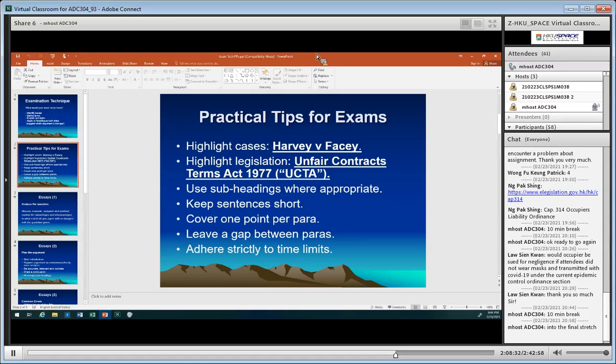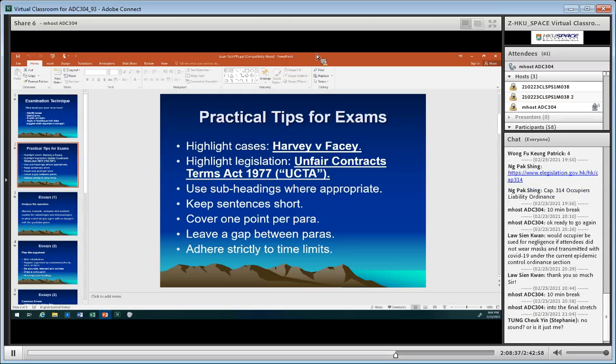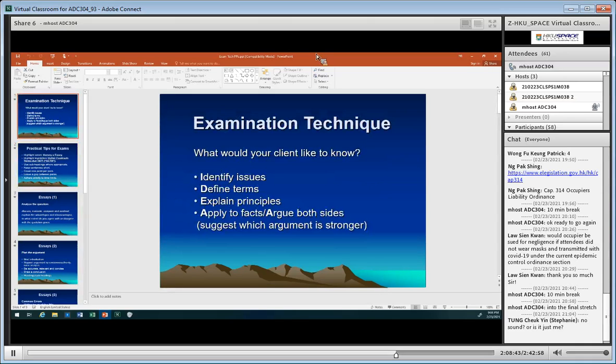Subheadings are good, and the best subheadings are usually issues, okay? So your subheadings should have a question mark. By the way, I'll go back again because I'll explain what that's all about.